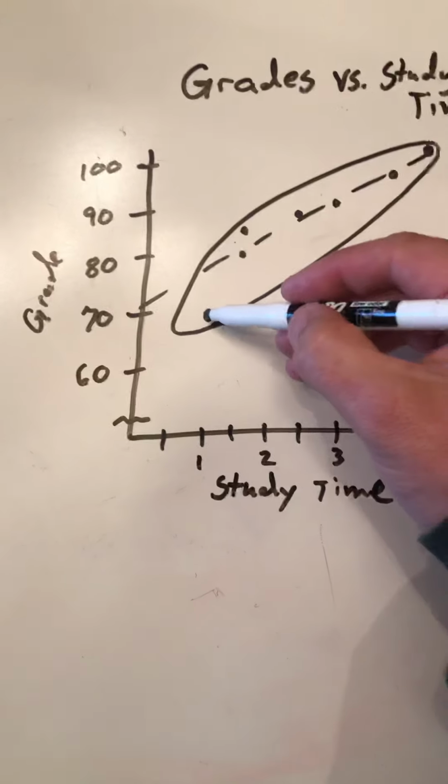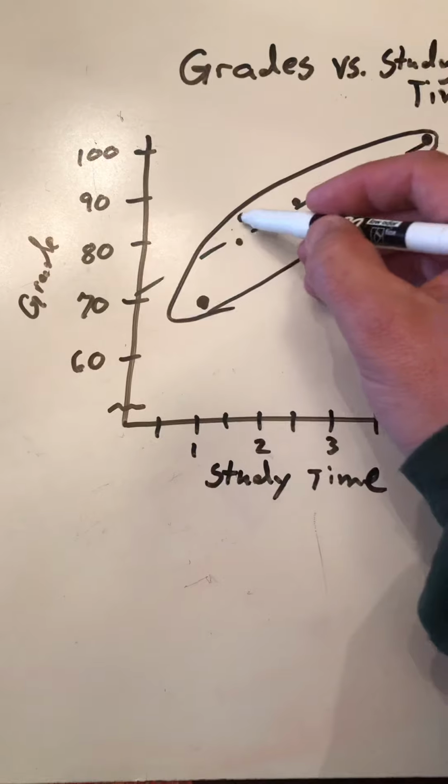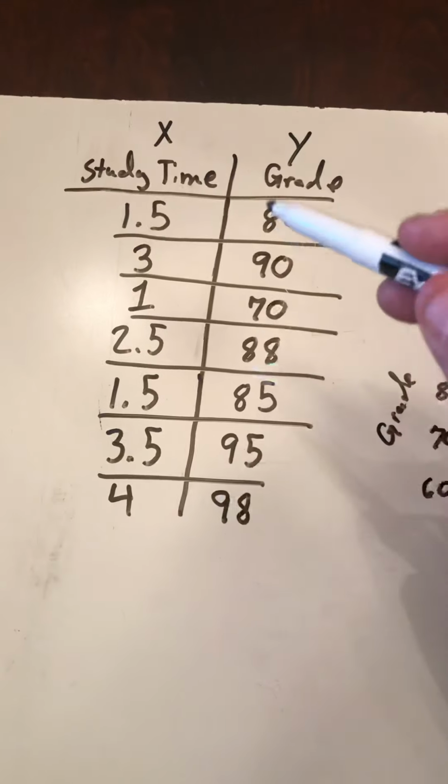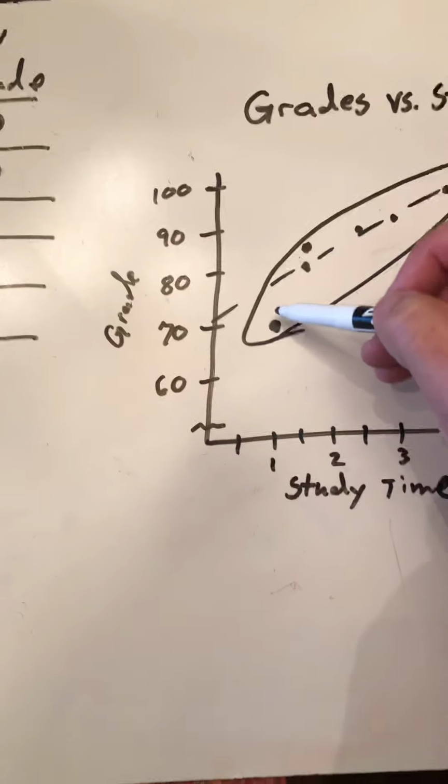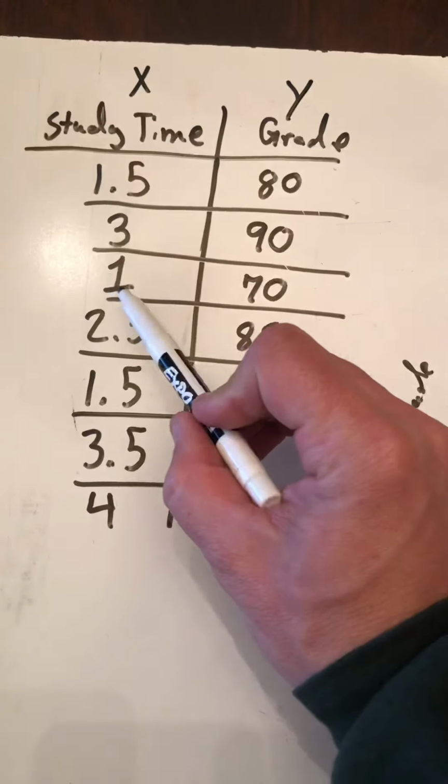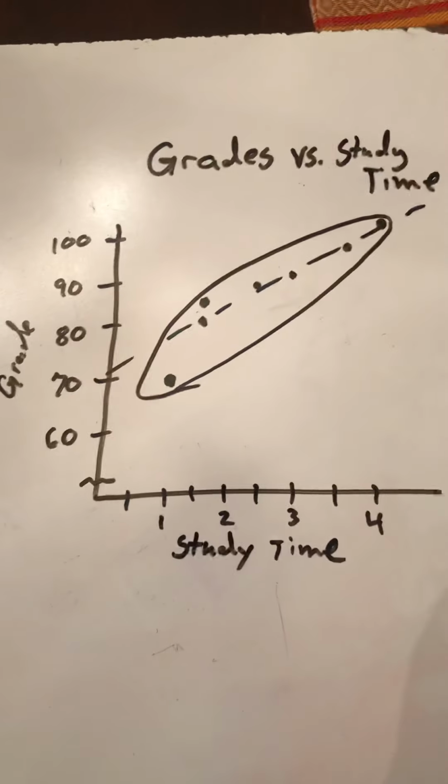So each point on my scatter plot lines up with a coordinate on my XY table over here. So this one is at 1 and 70. In my table, I studied for 1 hour. I got a grade of a 70. You understand how that works?